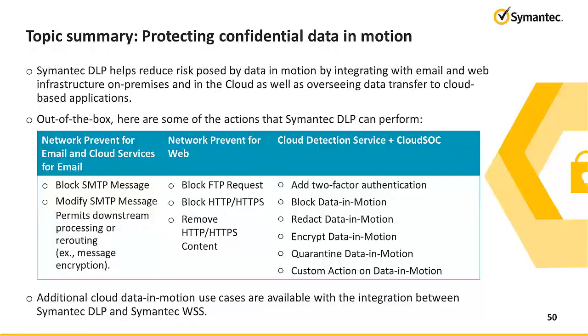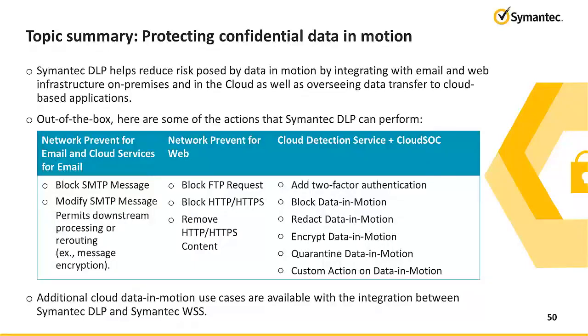perform advanced email protection. For data in motion via web traffic, DLP can block FTP requests, block HTTP and HTTPS transactions, and display a customized block message in the web client, or it can remove HTTP or HTTPS content entirely. For data in motion to cloud applications, DLP can block data in motion, blocking any traffic that matches the parameters of the DLP policy, thus ensuring it will not be written to the cloud application. Optionally, a notification can be configured to be displayed to the end user should this occur.